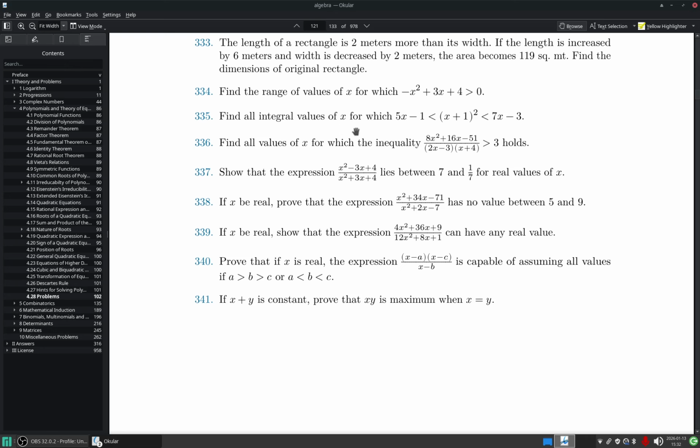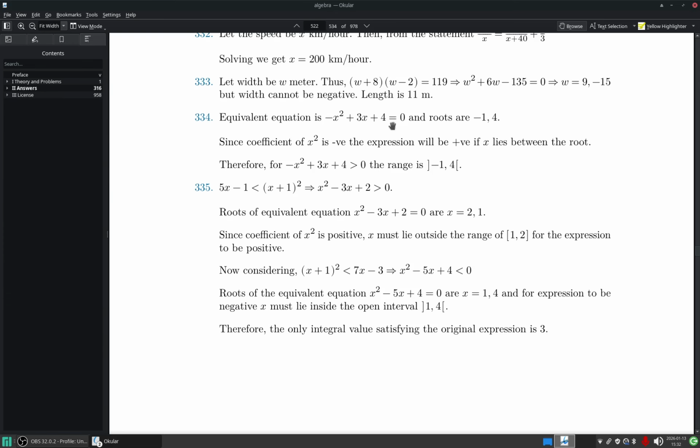So the equivalent equation is minus x square plus 3x plus 4 is equal to 0, and the roots would be minus 1 and 4. Now the coefficient is negative, so the expression will be positive if x lies between the roots. Therefore, in the open interval minus 1 and 4, the expression would be greater than 0.